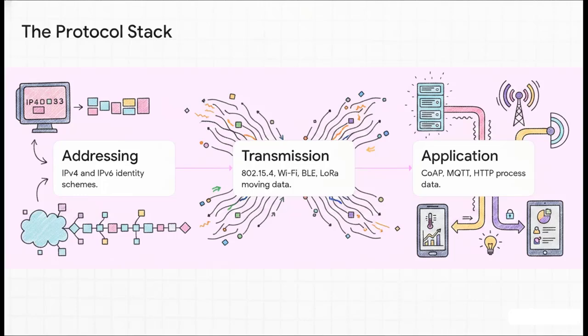Finally, step three is the application layer. This utilizes protocols like CoAP, MQTT, or HTTP to take that raw transmitted data and turn it into an actionable process on a server or an app. It is just a beautifully logical stack when you break it down.